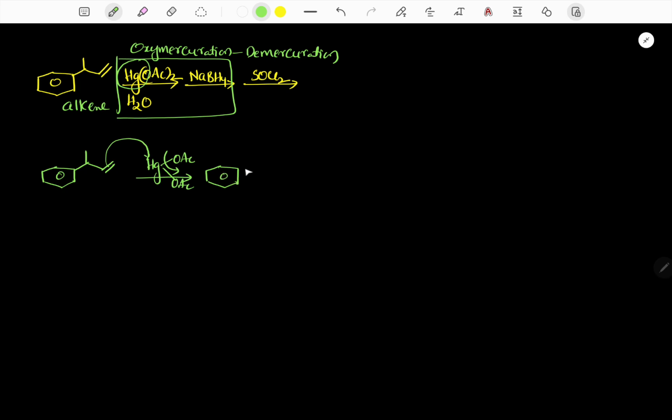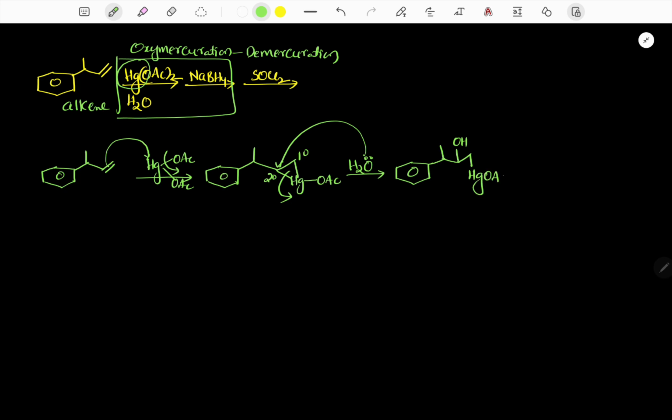It forms the corresponding 3-membered ring, of course above the plane and below the plane. Now it reacts with the nucleophile H2O. It is a primary carbon, it is a secondary carbon. The nucleophile attacks at the secondary carbon, ring opening takes place. So this overall reaction is electrophilic addition.